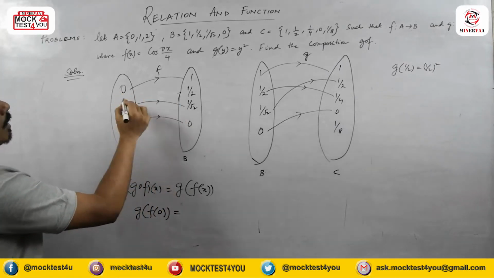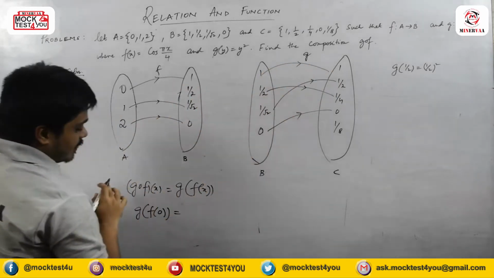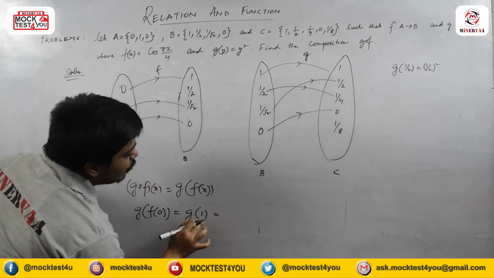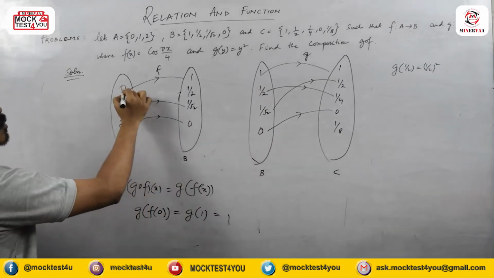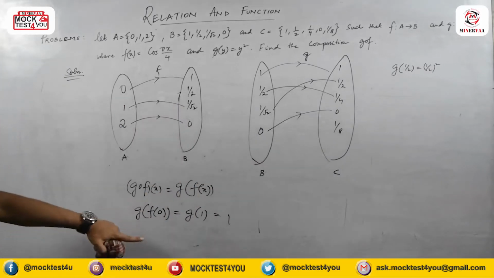Now look at here. Let us do the mapping. f of 0 is what? 1. So I will write here g of 1. And g of 1 is equal to what? 1 is mapped with 1. Or else you can see it like that: 0 to 1, 1 to 1. Simple as that.